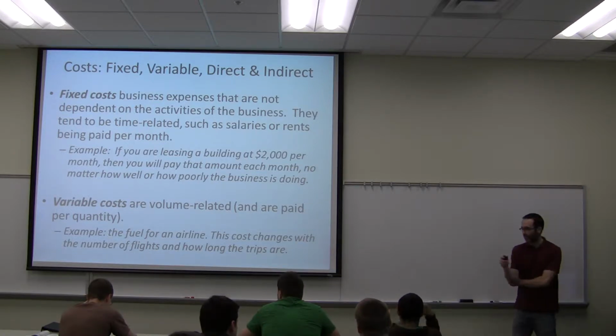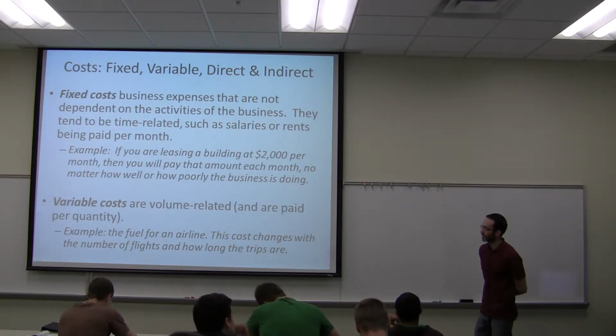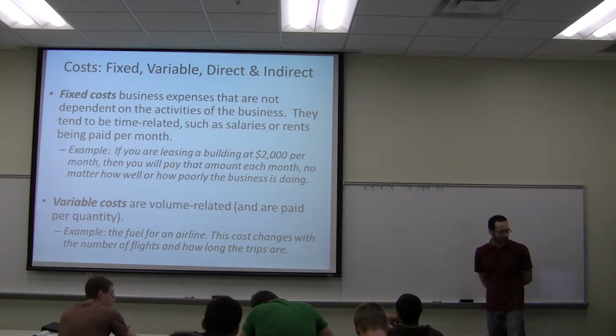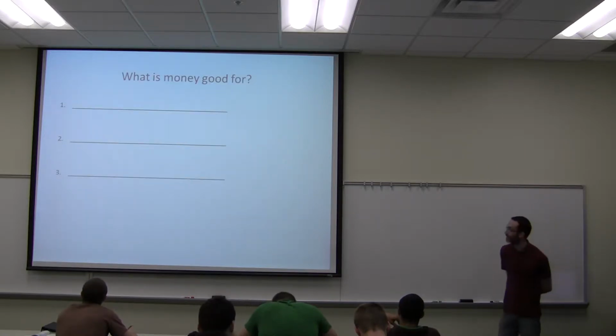Fixed costs are those which don't vary depending on how much is being produced, rent, for example, but variable costs are volume related. And so the more activity there is, the higher the variable costs are going to be. And so I just wanted to reemphasize those definitions.